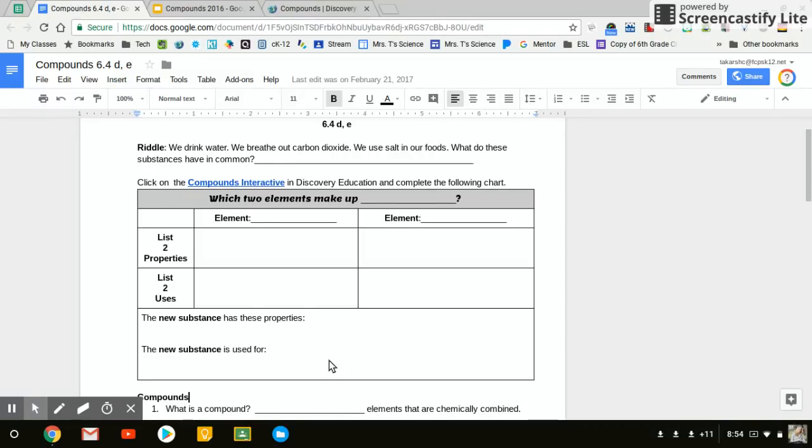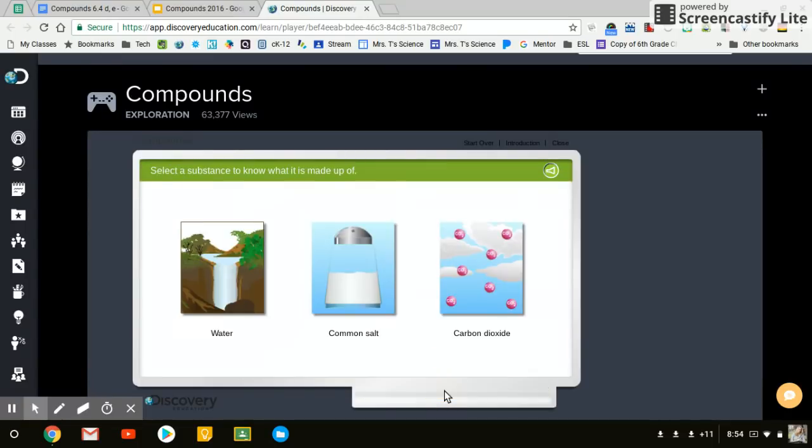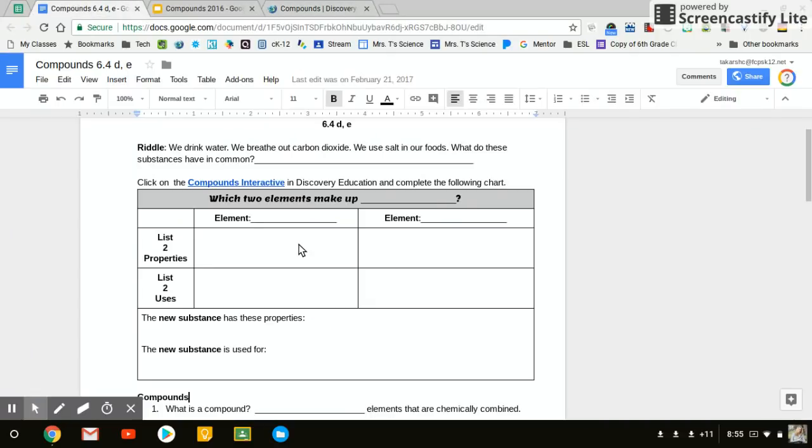So you would put the new substance, water, properties here, and what it's used for right here. So now it's your turn to click on Choose Another Compound, and you will do either common salt or carbon dioxide. So go ahead and pause it. Use your computer to fill this out for salt or carbon dioxide. Don't forget to label which one you did. Now, when you're finished, raise your hand and ask Ms. Tuckash to come over and check it to make sure you're on the right track before you continue.